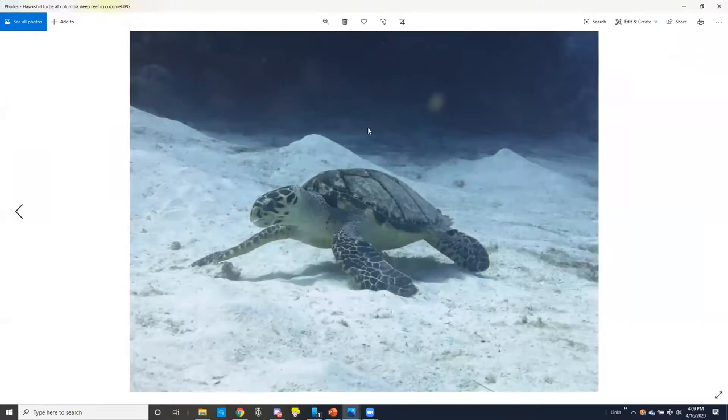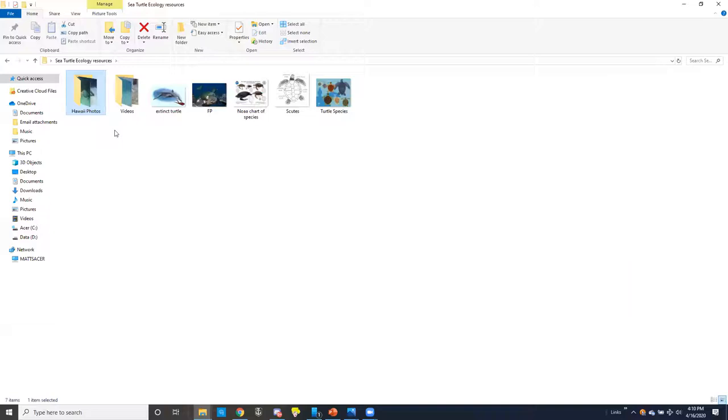Okay, so this hawksbill wasn't in Hawaii. This was from one of our trips. We were in Cozumel, right? We do dive trips. If you guys didn't know that, I'm pretty sure you do. This is a picture that we took from there. Okay.